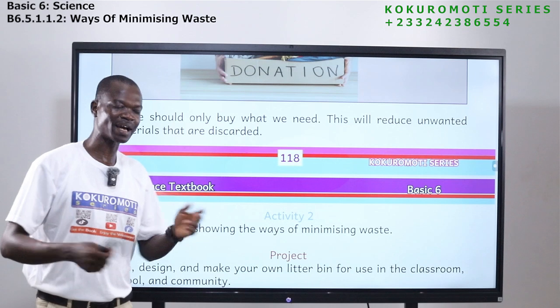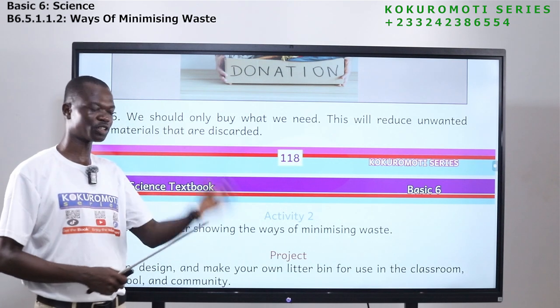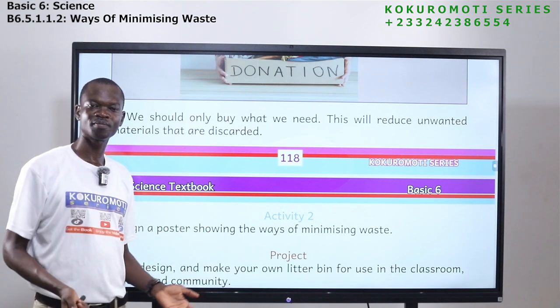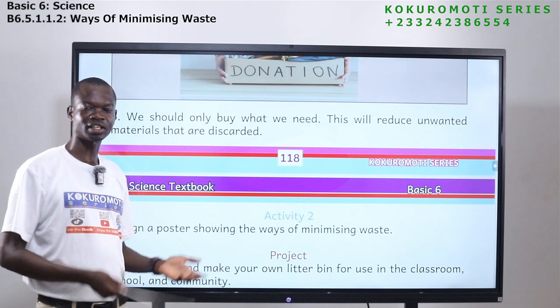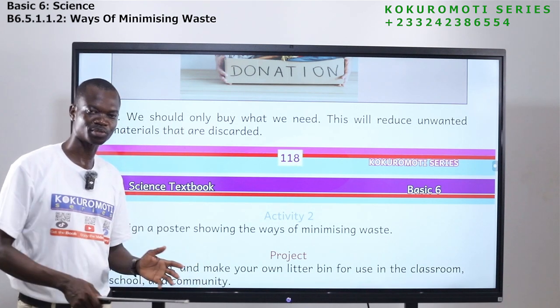Don't just buy anything that you see. Make sure you need it before you buy it. Otherwise, you spend your money on it, you put it in your room, and it becomes waste. It will be there, you don't use it, and then the thing will get spoiled. You throw it away. That is not the best way.